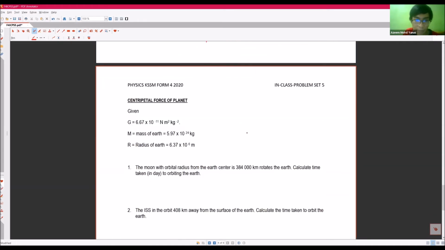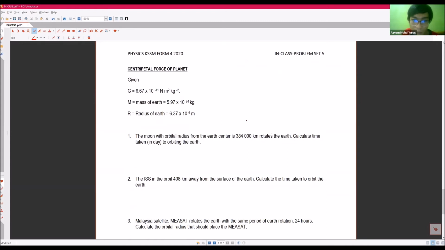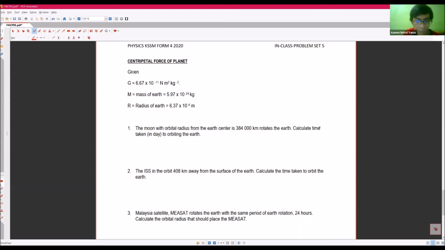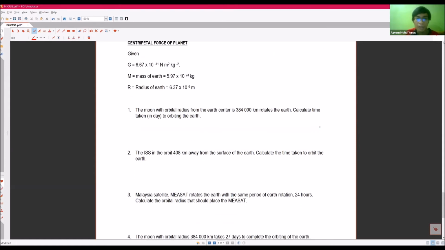Okay, so the final part for today is the centripetal force of a planet. So what happens if a planet is moving in uniform circular motion around the sun, or the moon around Earth? So let's see. The moon with orbital radius from the Earth's center of 384,000 km rotates around the Earth. Calculate the time taken in days to orbit the Earth.